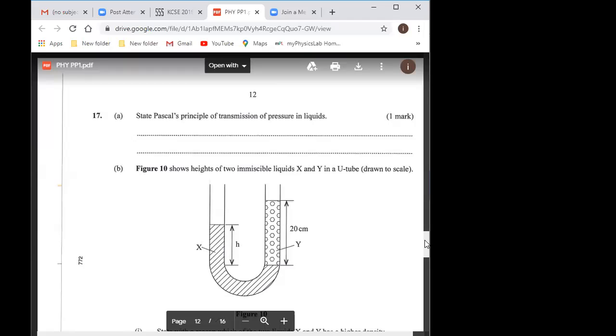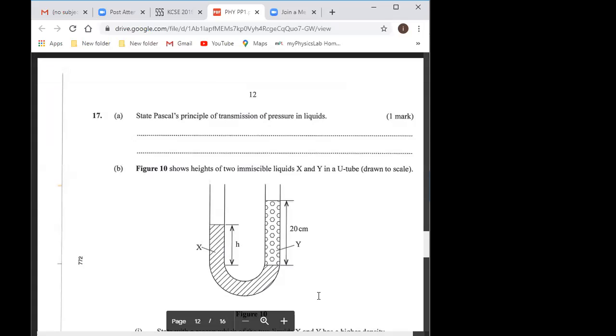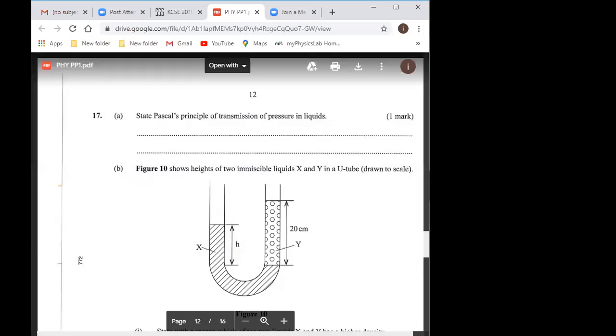Pressure at one point in a liquid is transmitted equally to all other parts of the enclosed liquid. That is it. Pressure in an enclosed liquid is transmitted equally in all directions. In this question, the condition was liquids, so you are not supposed to use the word fluid. You have to be sensitive to the nature of the question that has been brought to you.